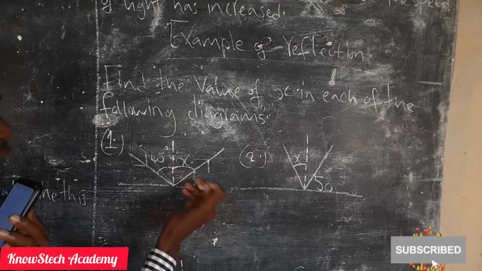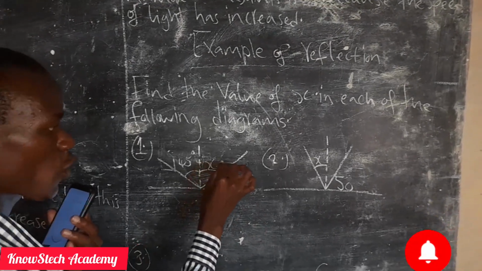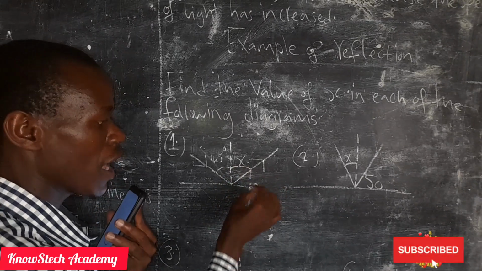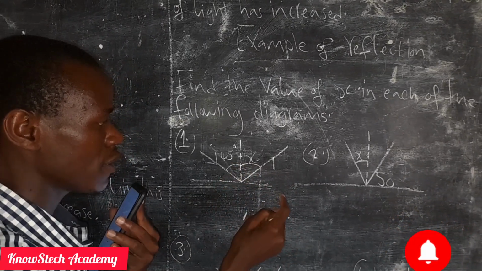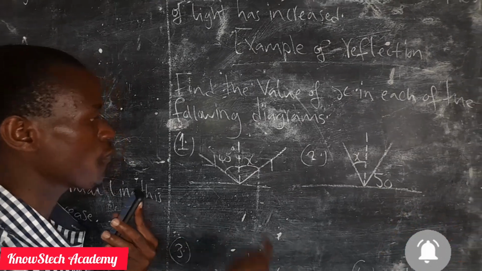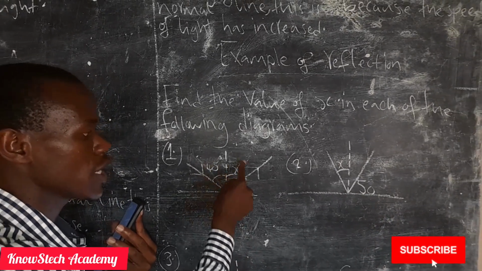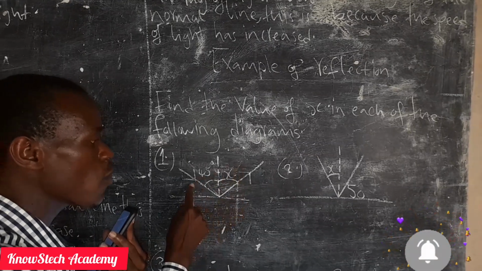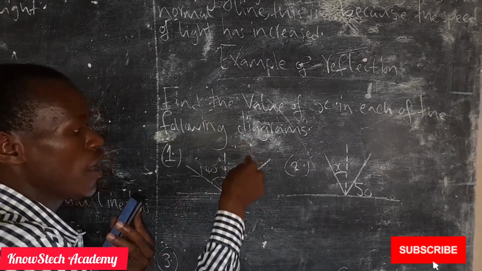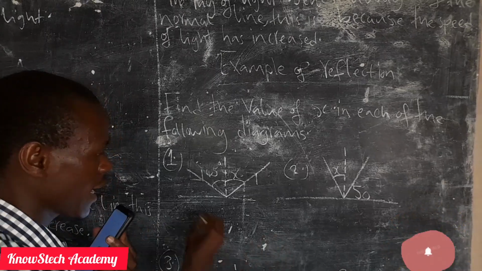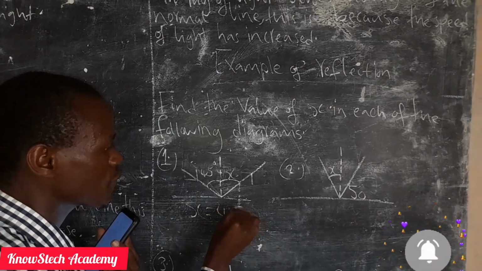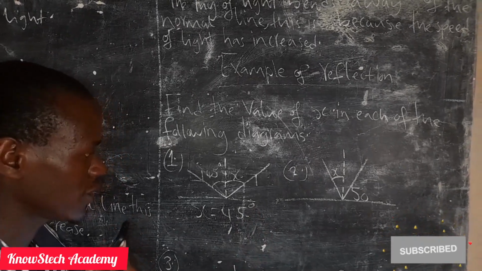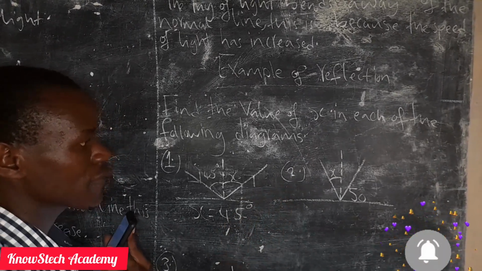Now, from the normal line, going down, it is perpendicular. It is 90 degrees. Now, the value of the angle of incidence and the angle of reflection is the same. So if here is 45, even there it will be 45. So the angle of incidence is equal to the angle of reflection. So x is equal to 45 degrees.